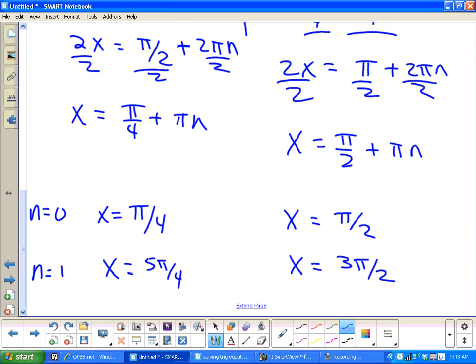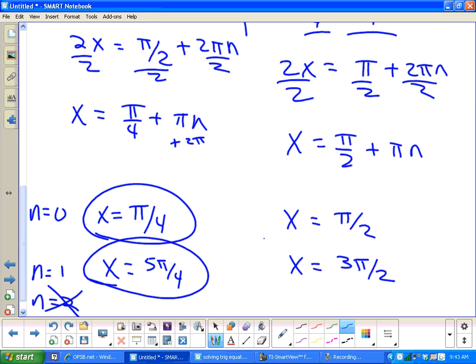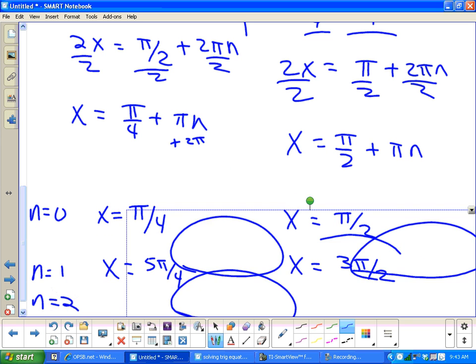All right, now I bet 2 is going to be too big. It is. Okay. Now look what happens if n is 2. If n is 2, this is going to say plus 2 pi. So I don't know what pi over 4 plus 2 pi is, but it's going to be bigger than 2 pi. That's it. So 4 solutions on this one. Whoa!